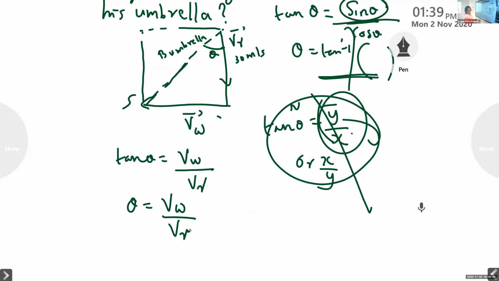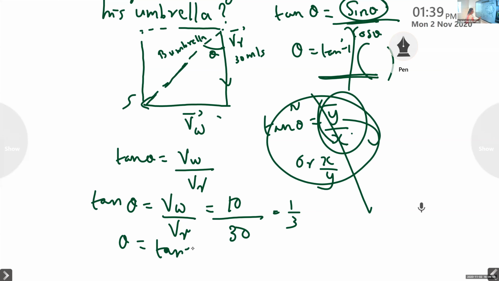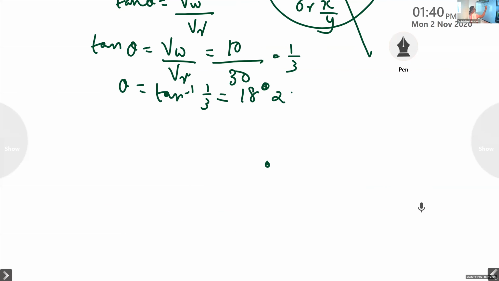We are taking magnitude, so we are ignoring the vector sign. The wind speed is 10. Rain speed is 30 because it is vertically falling. That's why it is in the denominator. So you will get 1 by 3. This is why the logarithmic table is compulsory. Therefore, theta is equal to tan inverse 1 by 3. I am just giving the values: approximately 18 degrees, 26 minutes comes.